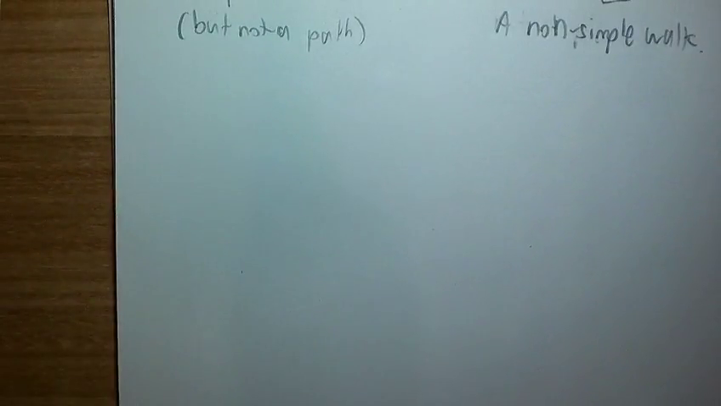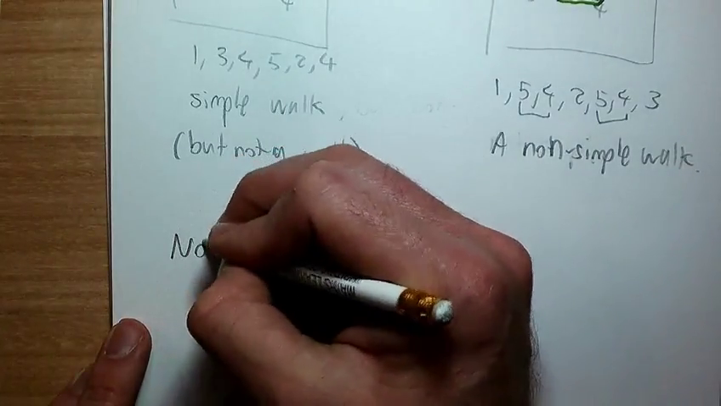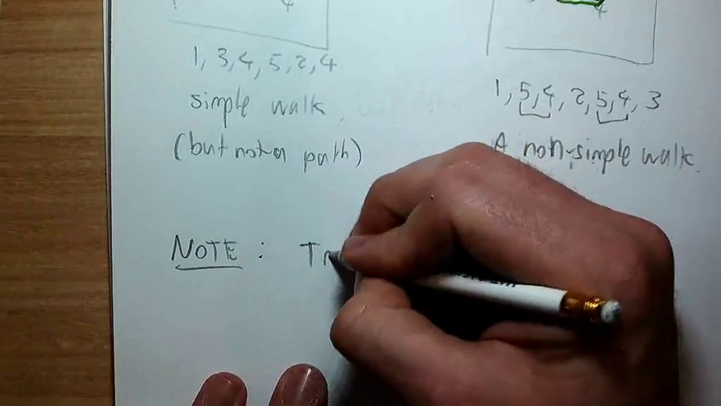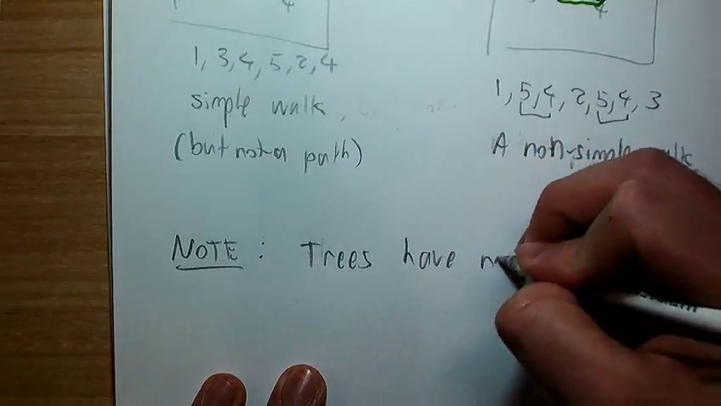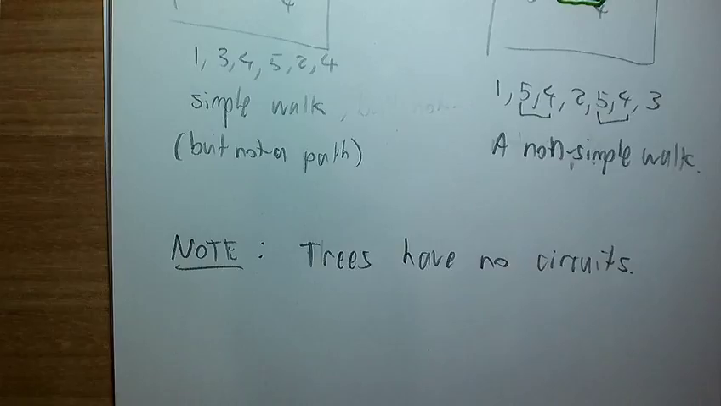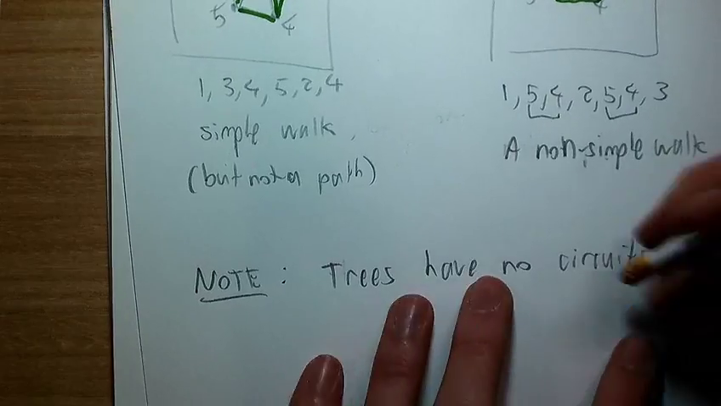Just point out that now that we've seen what a circuit is, we almost know what a tree is, because we know a tree doesn't have any circuits. So note: trees have no circuits. They have no cycles either, but that's not relevant. Oh, I guess they can have circuits, I suppose. They have no cycles.